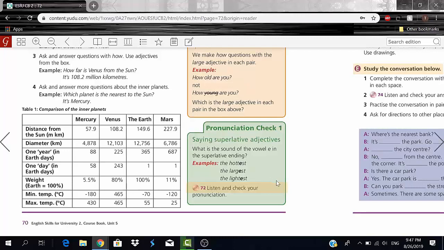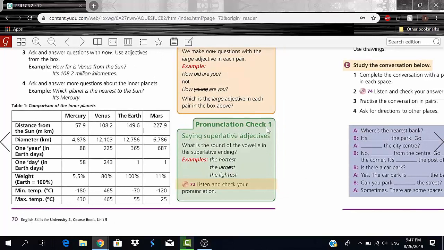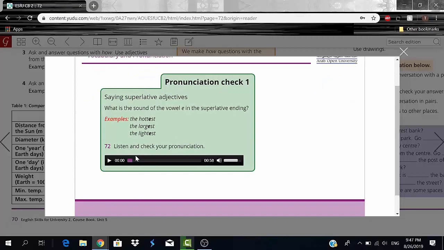Simple stuff. Now, let's move to this pronunciation check here. Here we have saying superlative adjectives, and we know that for superlative adjectives, we add est, okay? But how do they sound exactly? How does that E make a sound when pronouncing our superlative adjectives, right? So we have the hottest, the largest, and the lightest, and I'm actually just going to play a quick audio for you guys, so you guys can check the pronunciation for yourselves, and then we'll move on.